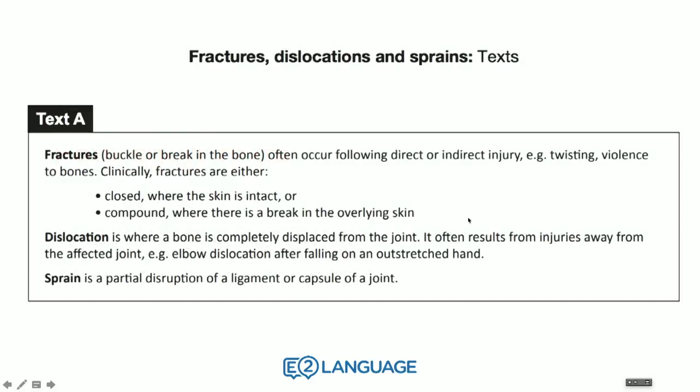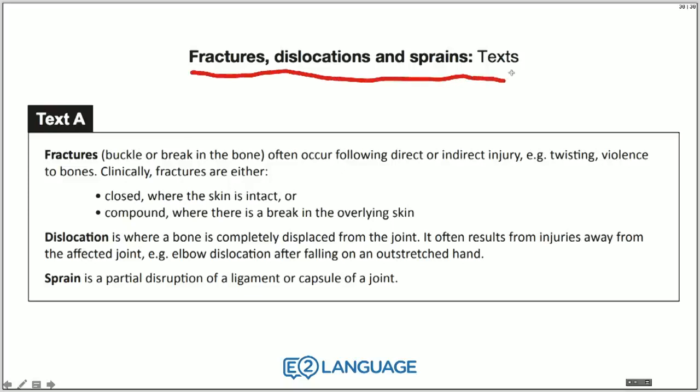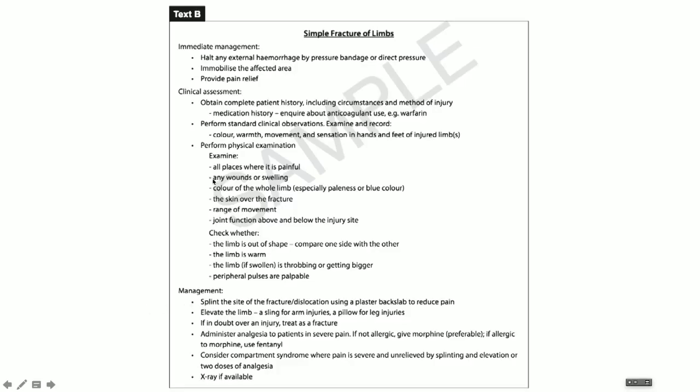So, the first thing I want you to do on test day is to look at the title given at the top of the texts. Fractures, dislocations, and sprains, for example. Each of the texts will relate to this single theme. So this is text A, and you can see that it's giving definitions of each, right? Text B, it's a longer text, and it's looking at simple fracture of limbs. It looks like some sort of management of how you look after a fractured limb, okay? But you can see here there are subheadings, dot points, etc.